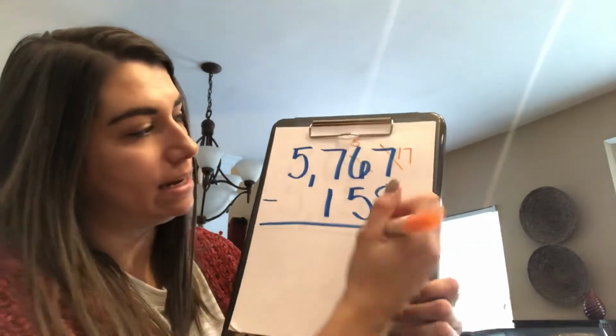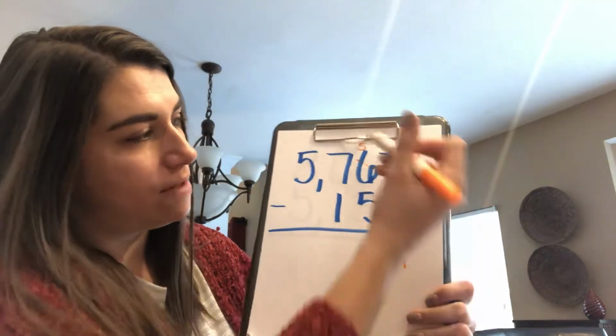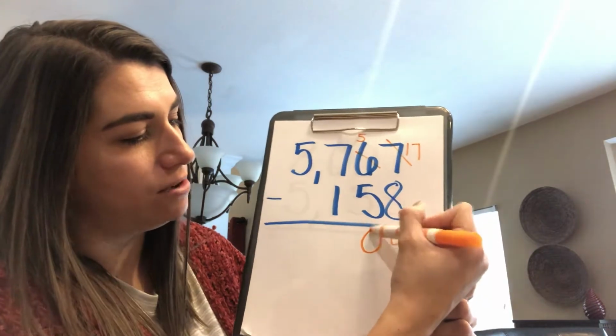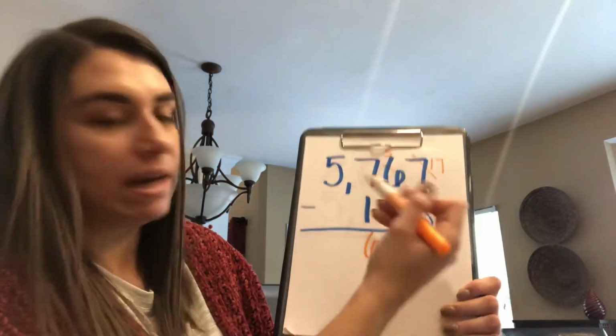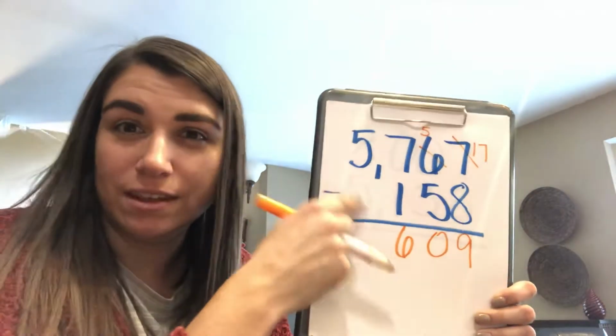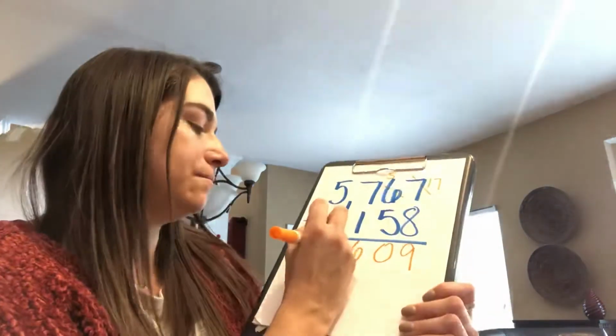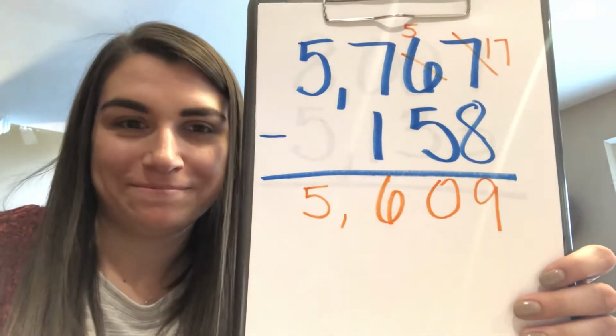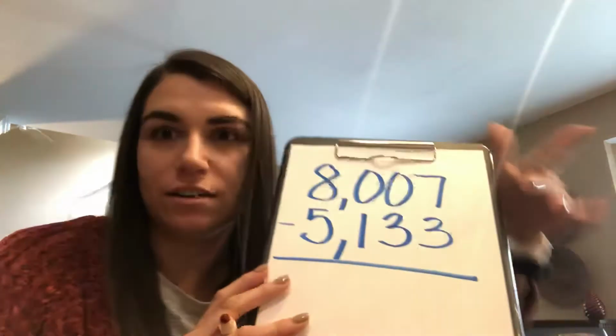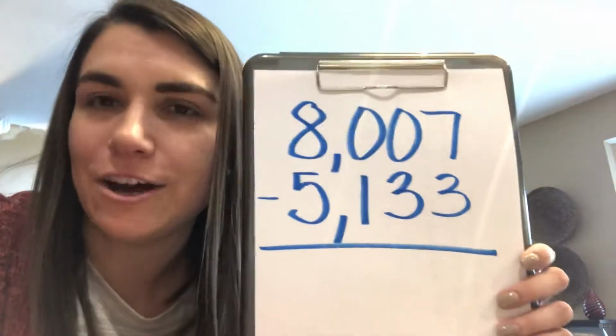17 minus 8 is 9. 5 minus 5 is 0. 7 minus 1 is 6. 5 minus 0, because there's nothing in the thousands place there, is 5. So I got 5,609. All right, the last one of just the standard way before our word problem is 8,007.